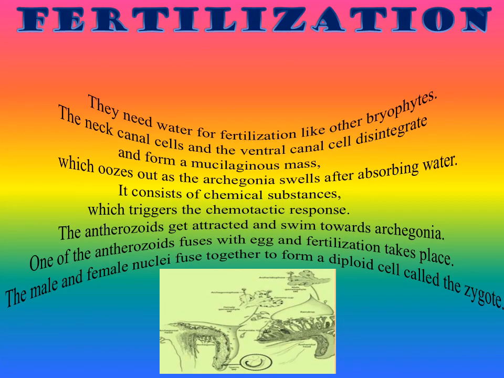Fertilization. They need water for fertilization, like other bryophytes. The neck canal cells and the ventral canal cells disintegrate and form a mucilaginous mass, which oozes out as the archegonia swells after absorbing water. It consists of chemical substances which trigger the chemotactic response. The antherozoids get attracted and swim towards archegonia. One of the antherozoids fuses with the egg and fertilization takes place. The male and female nuclei fuse together to form a diploid cell. This is known as zygote.